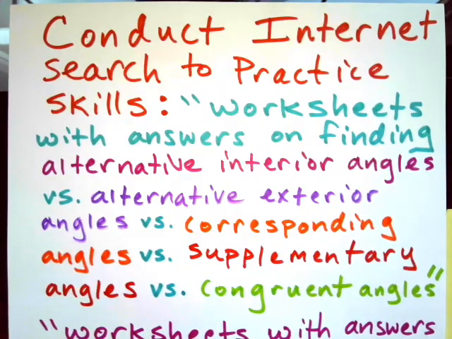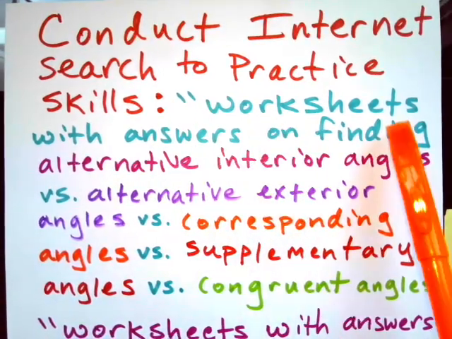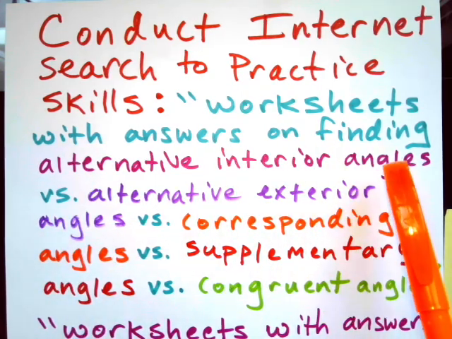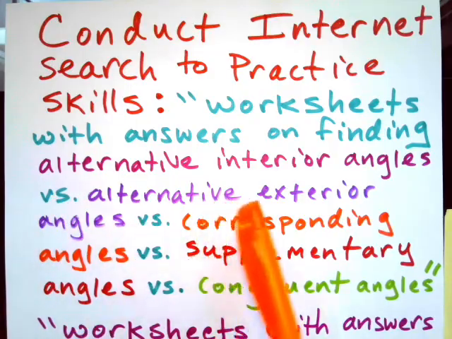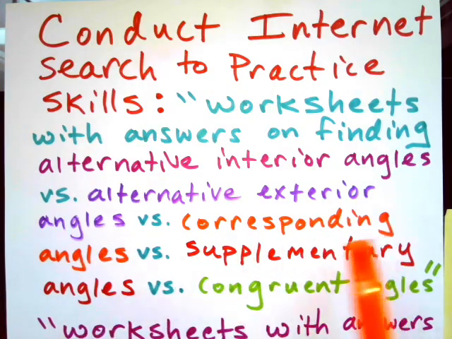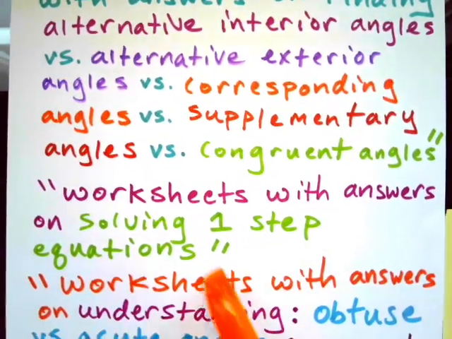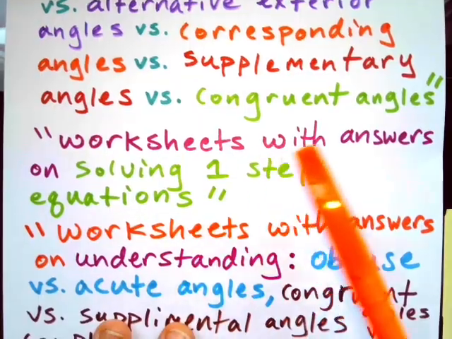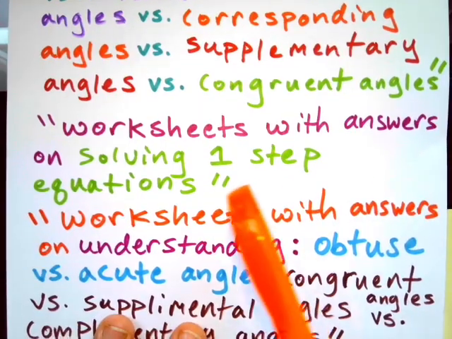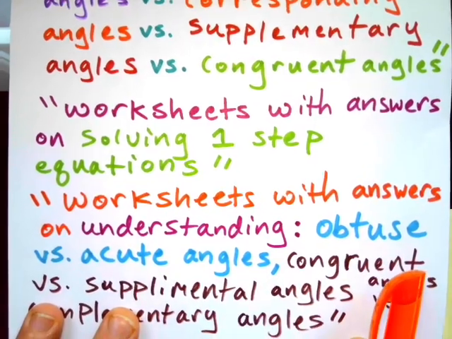And so, again, you can conduct an internet search to practice these new skills. Look for worksheets with answers on finding alternating interior angles versus alternating exterior angles versus corresponding angles versus supplementary angles versus congruent angles. Remember, you can also search worksheets with answers to solve one-step and two-step equations. Not only one step, but also you can put in there two-step equations.